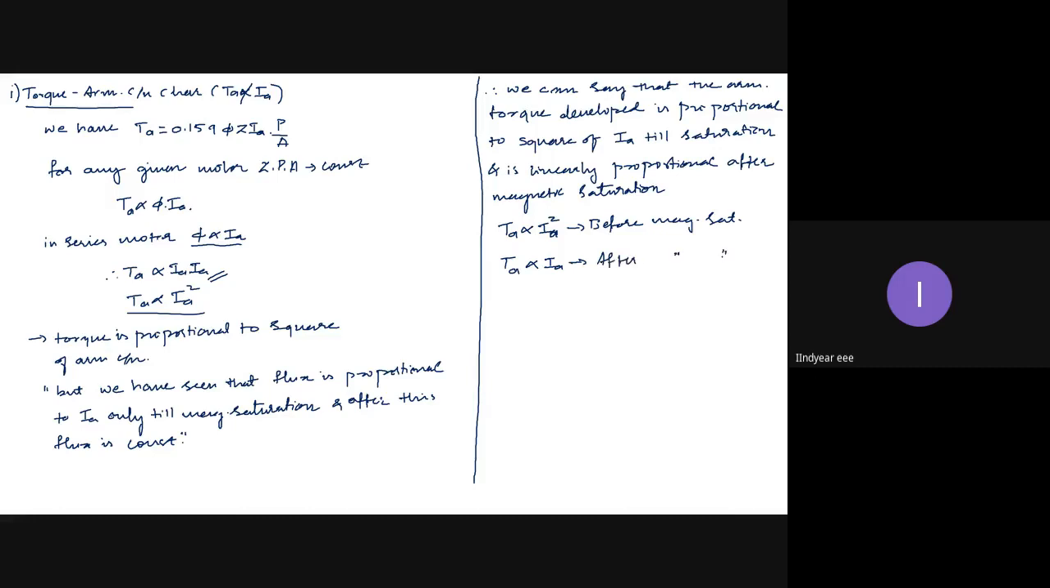Now, when I draw the curve, taking the saturation also into account, this is TA, this is Ia. In the initial part, it will be quadratically proportional, that is Ia square, so the curve will be a parabola. After the saturation, the curve will be a straight line.